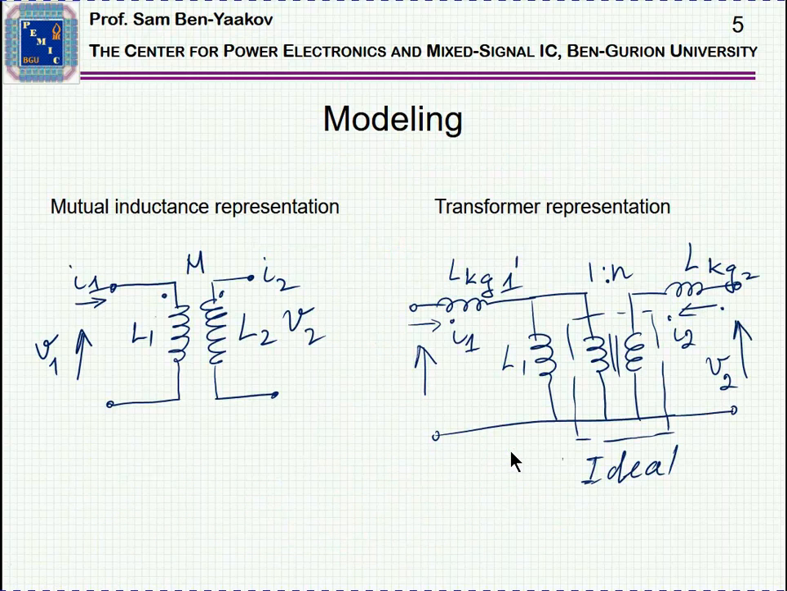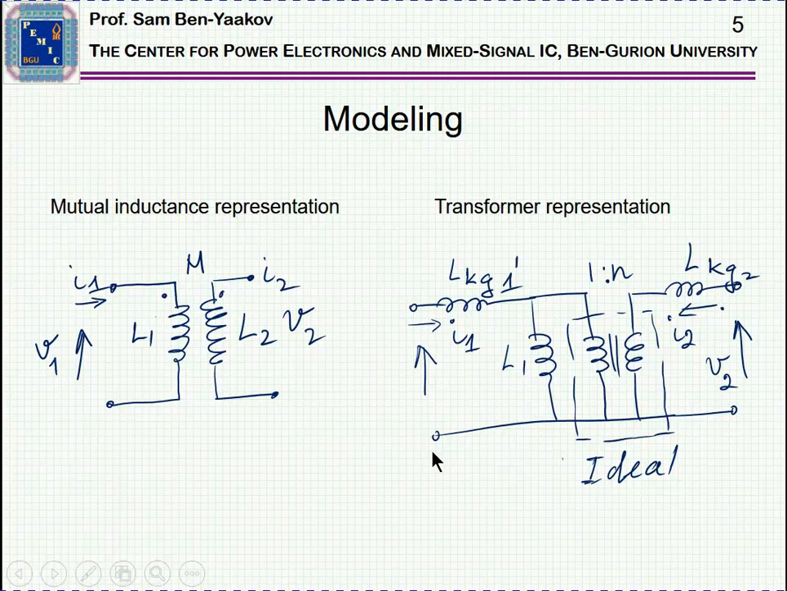There are two modeling approaches for these multi-winding wound on a common core. There is the mutual inductance representation. This approach is used in many physics books and also in electronic circuit book or network books, and it's based on a concept of mutual inductance between two inductances. So we have two inductances, L1 and L2, which are coupled by this mutual inductance, and we'll elaborate on it in a while.